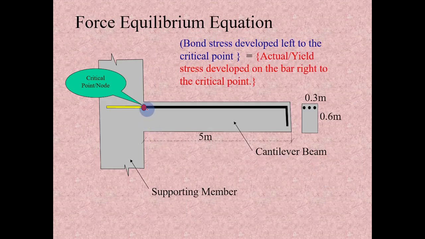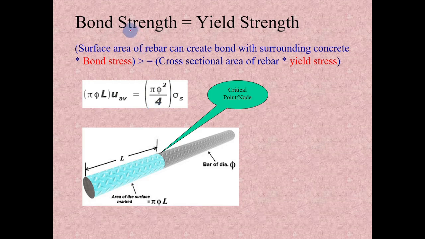So the maximum stress in the rebar will be at the face of this support. So we should have enough bond strength left of this critical point. To be in equilibrium, the bond force developed left of this critical point should be equal to the yield strength developed right side of this critical point in the rebar. So basically the bond strength should be equal to the yield strength.